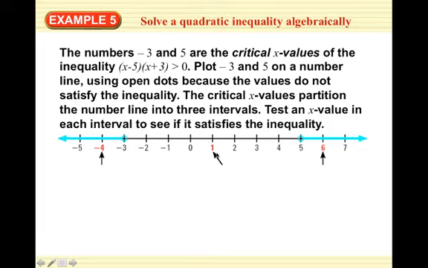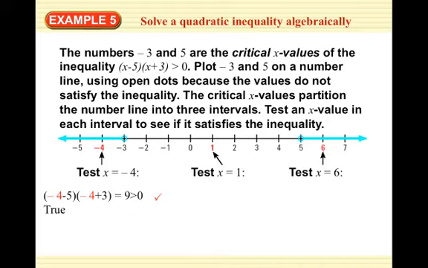I'm going to pick negative 4. I'm going to go with 1 just to show you you don't have to go with 0. And I'm going to go with 6. So we're going to test x equals negative 4, x equals 1, and x equals 6. Negative 4 minus 5 times negative 4 plus 3 gives you negative 9 times negative 1. Well, that is 9, which is greater than 0, so that's a true statement. That's why we've got this part colored in here, because that is part of my solution.